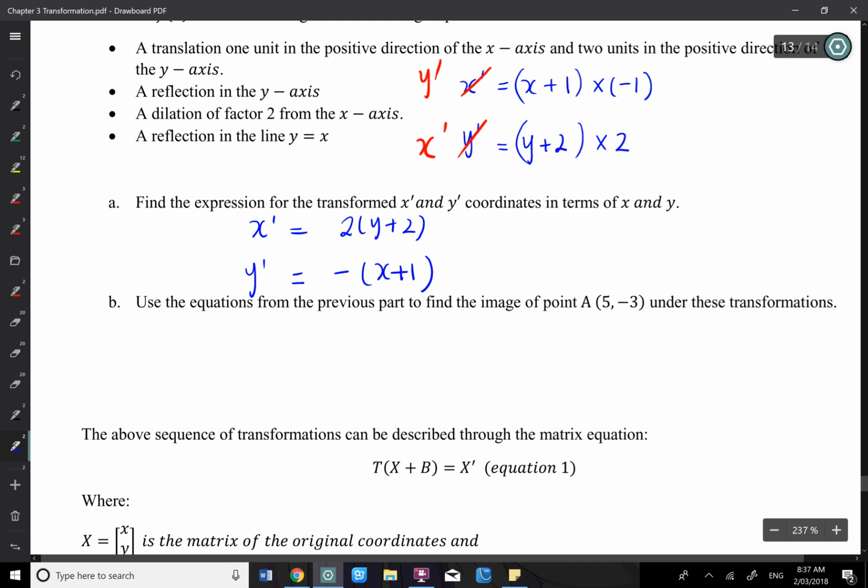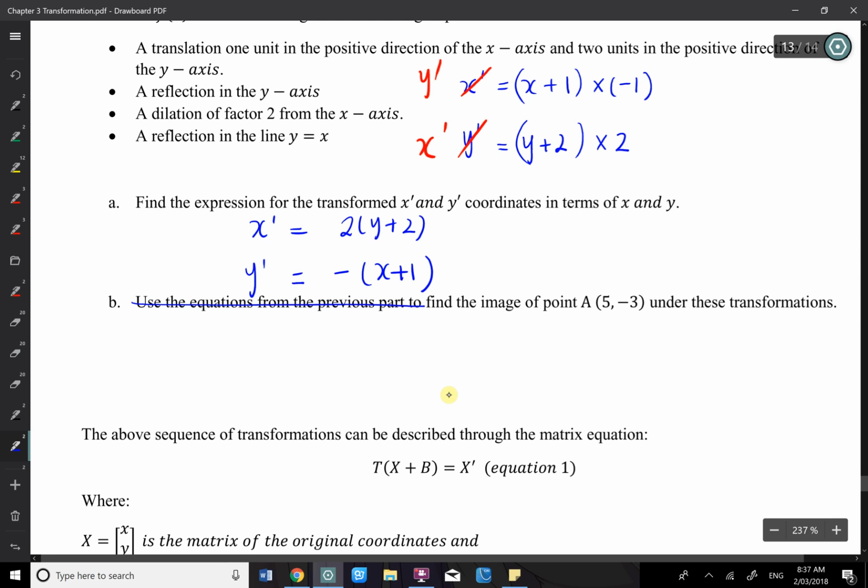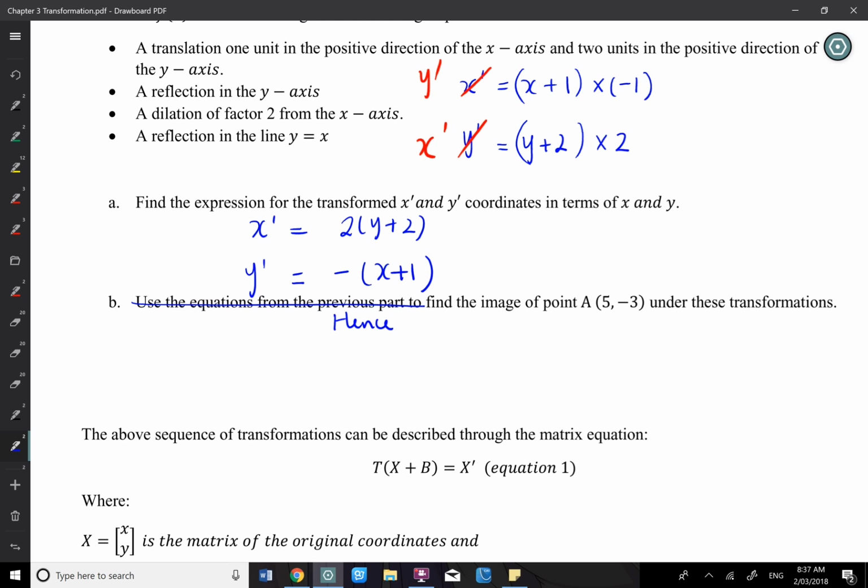Okay, part B says use the equations from the previous part. I can say hence. Be careful with hence questions. For one question, there's always multiple ways we can do it, maybe 2 or 3 ways. But if it says hence, you must use the result from the previous part. If it's part C, it's not necessarily B, it must use A or B's solution. Okay, A or B's answer.